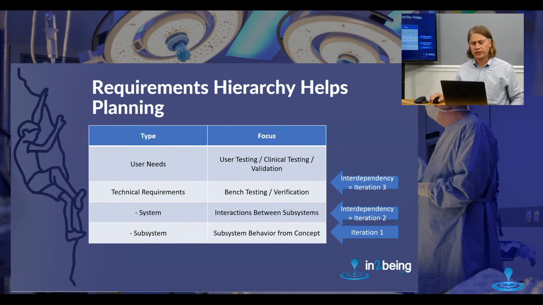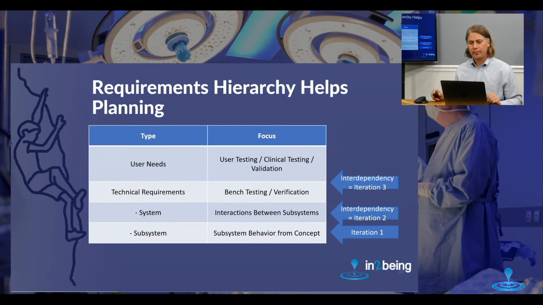So when we ask the question, how many iterations should you expect for medical device development? Well, I can't tell you that, and I wouldn't want to tell you it's 5, or it's 6, or it's 7. But I can tell you that if you just look at the basic number of types of requirements that the industry recognizes, you're likely to have 2 or 3. We can say that pretty safely.